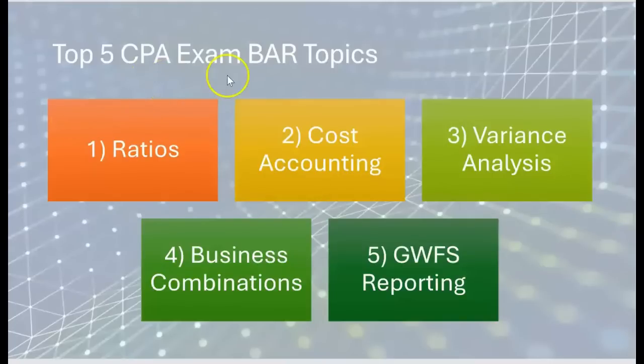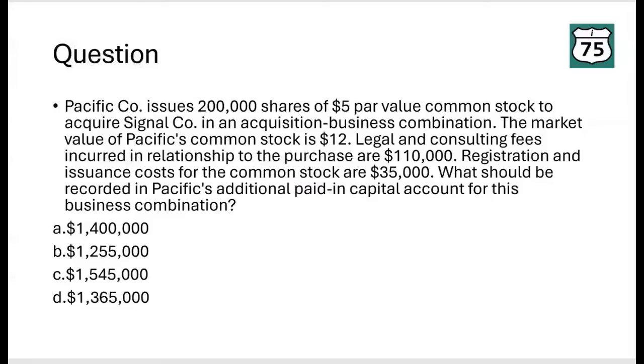Now let's look at CPA exam bar topic number 4, business combinations. And you might have seen a question like this. Pacific Company issues 200,000 shares of $5 par common stock to acquire Signal Company in an acquisition business combination. The market value of Pacific common stock is $12 a share. Legal and consulting fees incurred in relationship to the purchase, $110,000. What do we do with legal and consulting fees incurred? Are they expensed? Yes, they are. So the $110,000 is going to be an expense at acquisition.